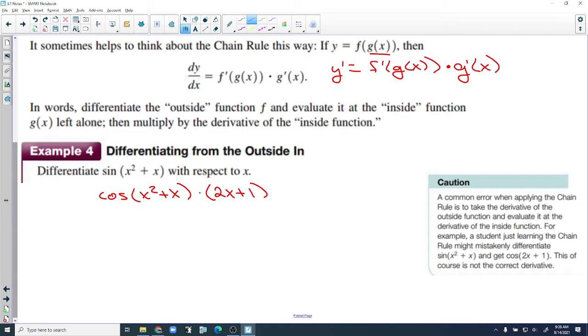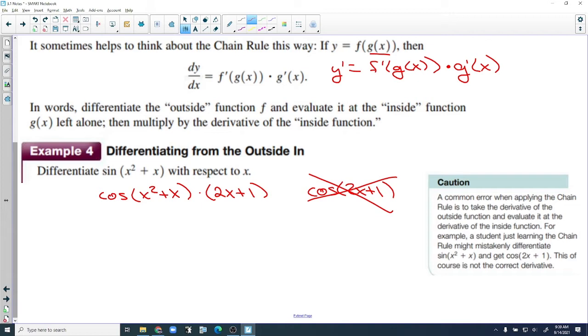I'd leave it. Now over there on the caution, and I'll just kind of summarize the caution, it says that you can't do this: cosine of 2x plus 1. That's not how it works. Not that it's not allowed, it's just that's not the answer. You can't do both derivatives at the same time.